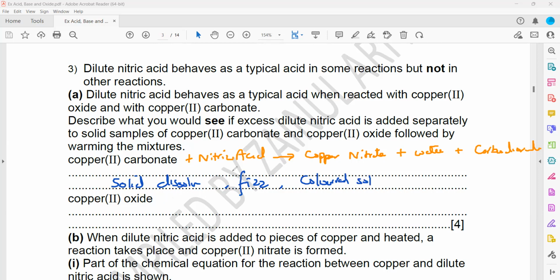When copper(II) oxide, a metal oxide, reacts with acid, it will give salt and water. So when the metal oxide reacts with nitric acid, it will give copper nitrate plus water. But there is no gas given off, so you cannot say fizzing or bubbles. The solid dissolves. What else? Because a transition element salt is there, it will form a colored solution. If there was a group 1, 2, or 3 salt, then the solution would be colorless. So it will form a colored solution. These are the observations.